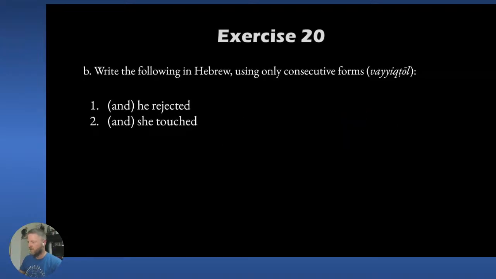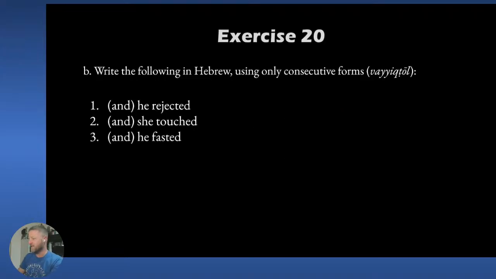Okay, next. She touched. The word for touch is naga. The future is not yinga, but the doubled yiga. Yiga, he will touch. So instead of yi, we say ti, tiga, vatiga. And she touched. So first we want to form the future, and then we want to spin it around with that vav. Vatiga, and she touched.